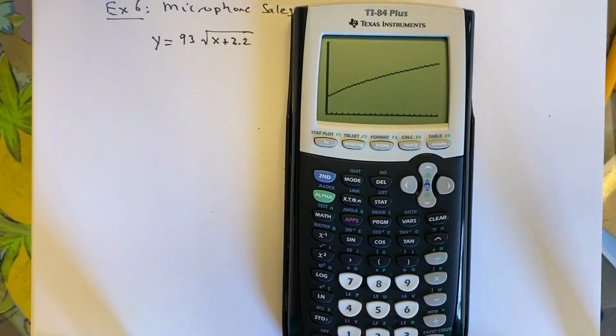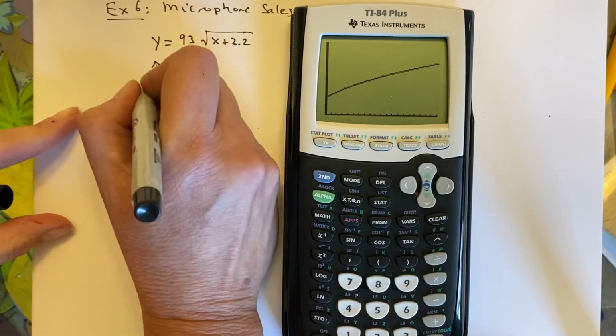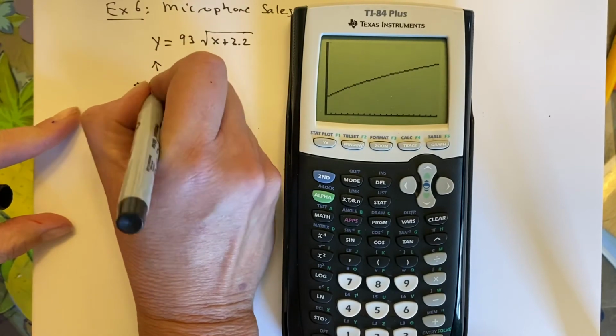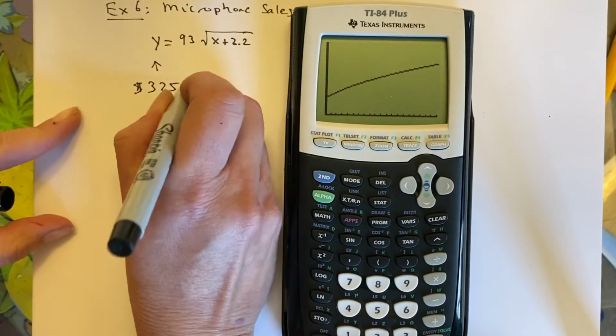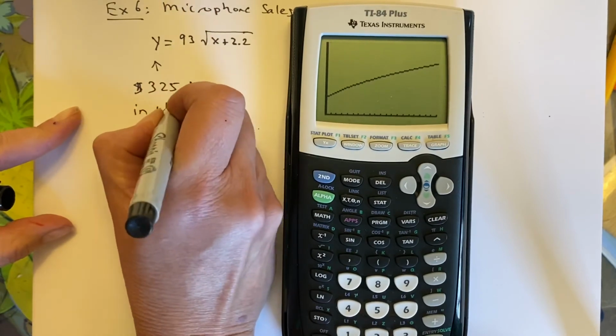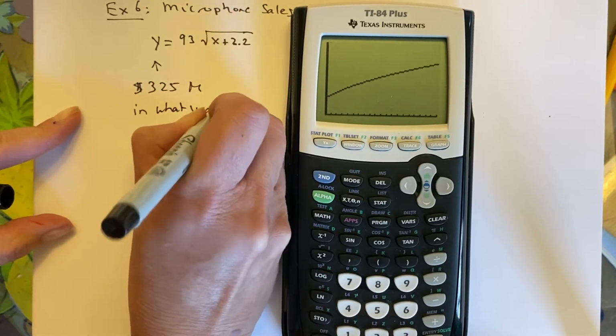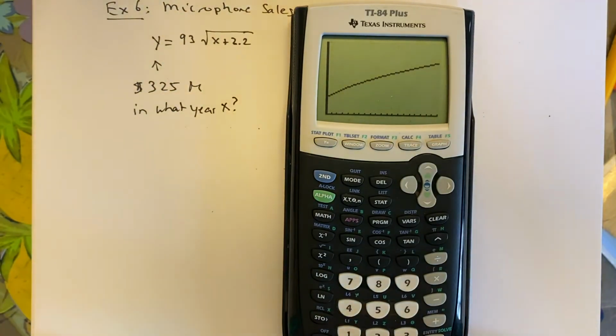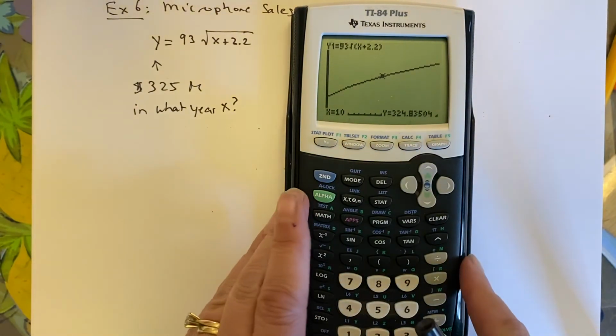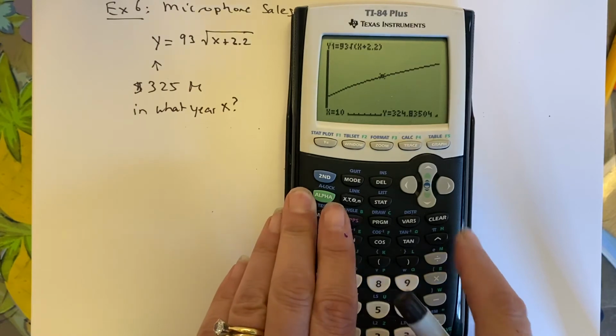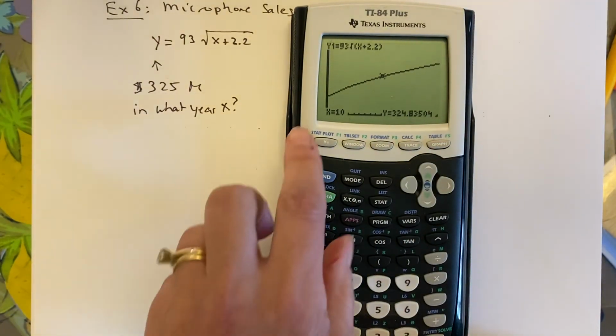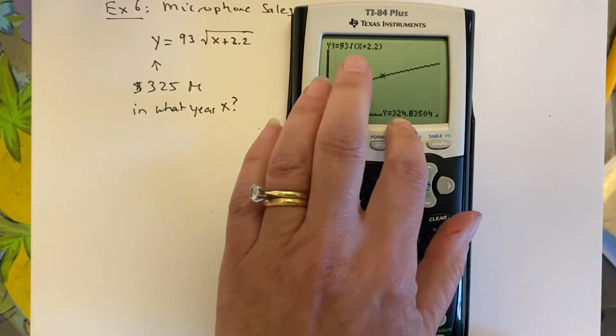So their next question is, what year were the microphone sales 325 million? So in other words, what is the x value when this is 325 million? In what year x, right? Well, I can use my trace function to show when x equals 10. I don't know why it did this, actually, because the first time I did it, it went right to x equals 10. But there it is, and it shows me that x equals 10 at 325 million.